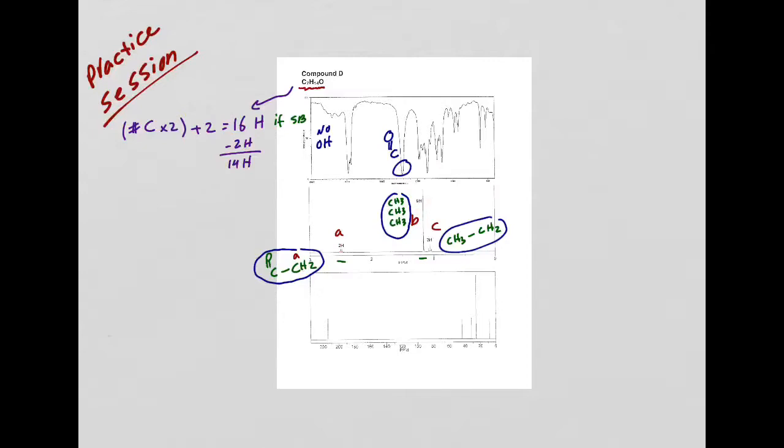Probably I have 3 CH3s. They're attached to a carbon that has no hydrogen. Now, over here, we said we have a CH3. So here's my CH3 that is attached, probably is attached to a CH2 because it's a triplet. You guys are good so far? Okay.